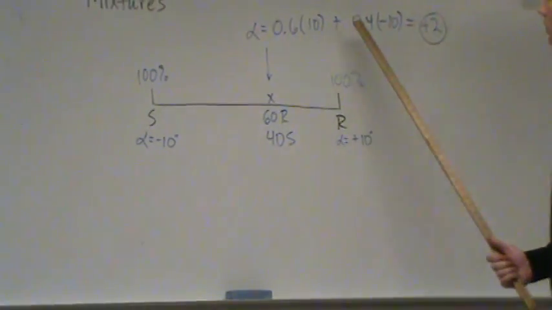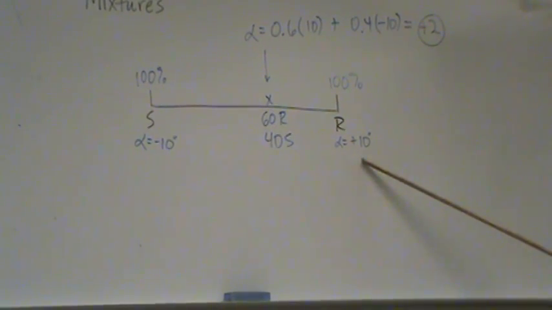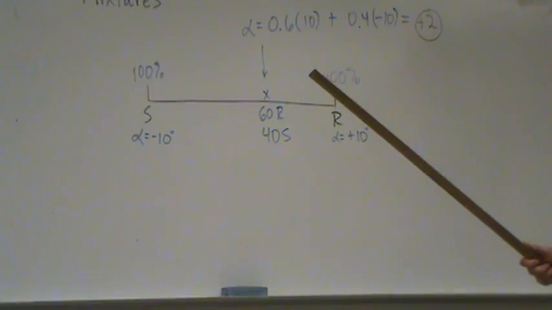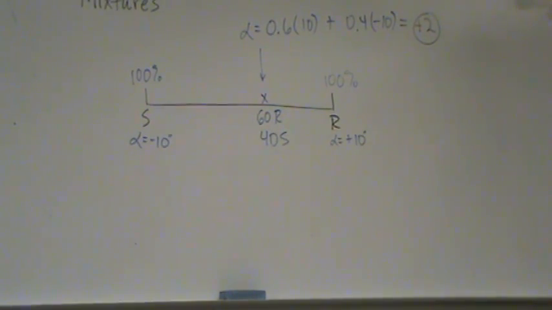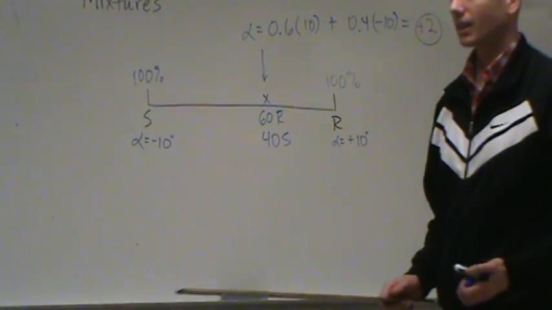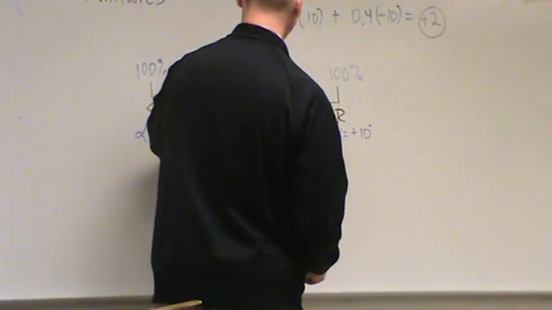So does that value make sense? Yes, because I got more R than S, so my net alpha value better be positive. And sure enough it is. Okay. Any questions how we did that particular mixture? Yeah. It's 50-50. Well, that's what we're going to do next. Don't ruin the surprise. Any questions on that calculation? Okay. So let's go ahead and do a 50-50 mixture.